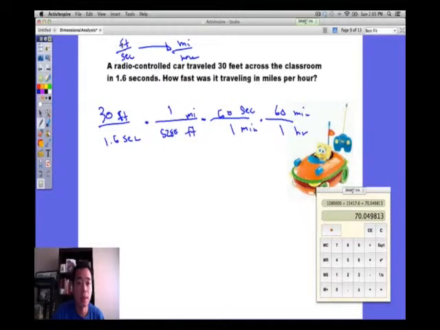Hopefully yours will look something like mine. I went ahead and wrote feet per second into miles per hour up here so I don't lose track of my goal. I have 300 feet over 1.6 seconds, what they gave me, multiplied by 1 mile per 5,280 feet. Then 60 seconds per 1 minute, 60 minutes per 1 hour, and then I cancel all the units. Feet cancels with feet, seconds with seconds, miles is left alone, minutes cancel with minutes, and hour is left alone. It's pretty much exactly the same setup as the last one.